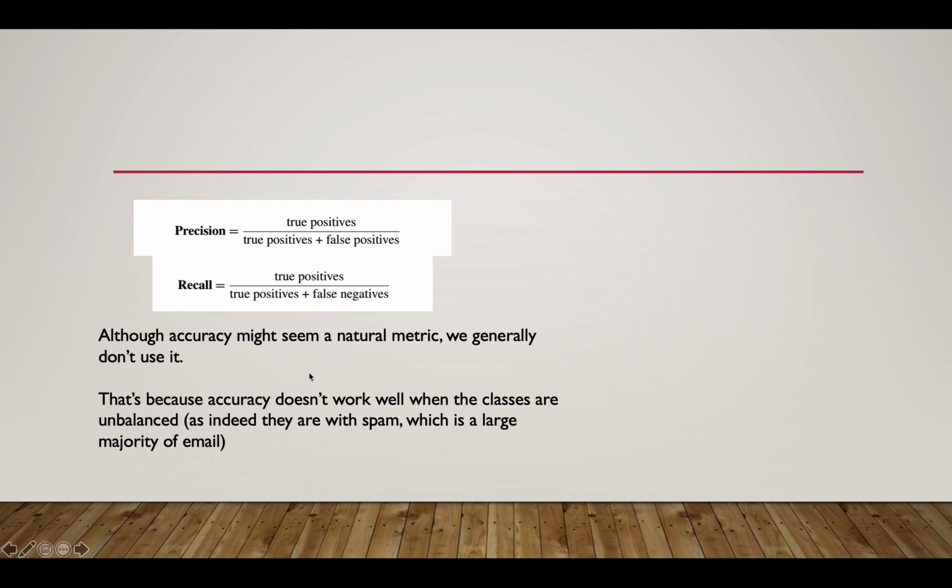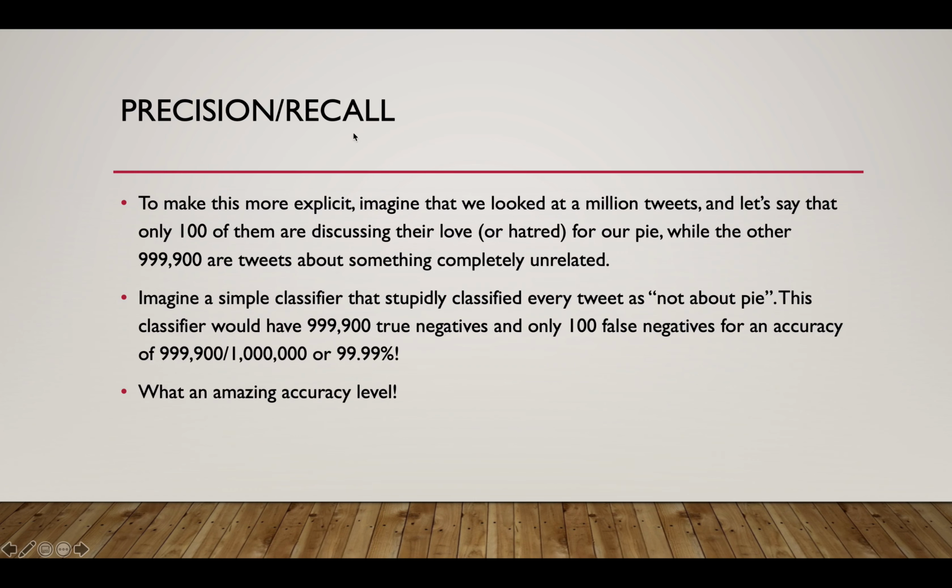Although accuracy might seem a natural metric, we generally don't use it. That's because accuracy doesn't work well when the classes are unbalanced. So why accuracy might not be great to use: imagine we looked at 1,000,000 tweets and only 100 of them are discussing their love or hatred for pie. Let's say we're a company that makes pie. The other, vast majority of tweets are about something completely unrelated to pie. Imagine a simple classifier that stupidly classified every tweet as not about pie. This classifier would have a lot of true negatives and only 100 false negatives, for an accuracy of 99.99%. That's an amazing accuracy level. But is our system doing what we want it to do? No. So that's why we don't use accuracy.